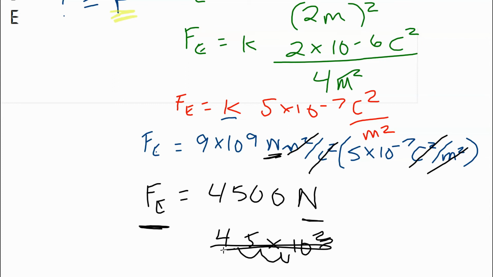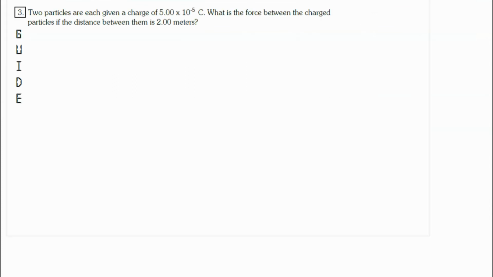So there you have it for the number 1 on the practice in the law. Practice in the law, item 3. Two particles are each given a charge of 5 times 10 to the negative 5th. So the guide step here, G, is to jot down the given items and their quantities. So 5 times 10 to the negative 5th coulombs. And notice that that's 2 particles right there.